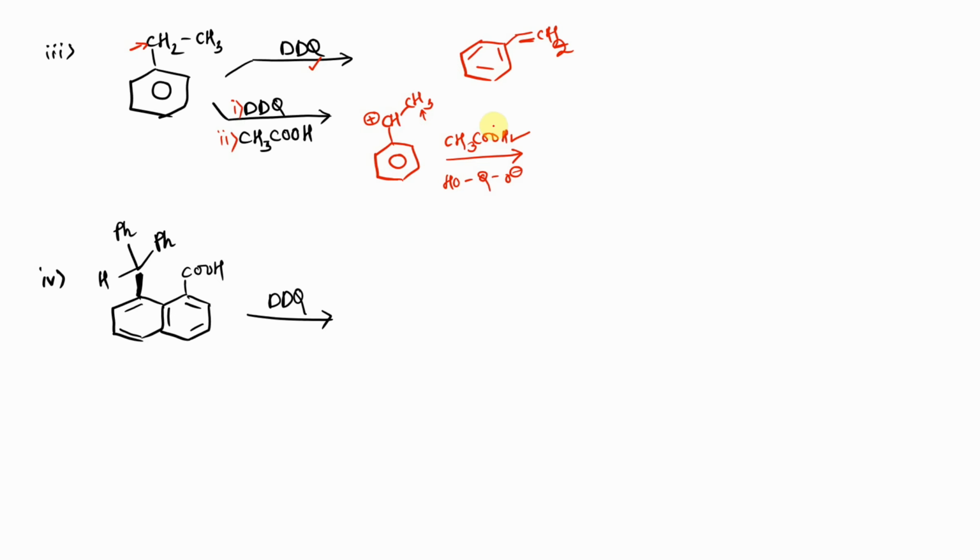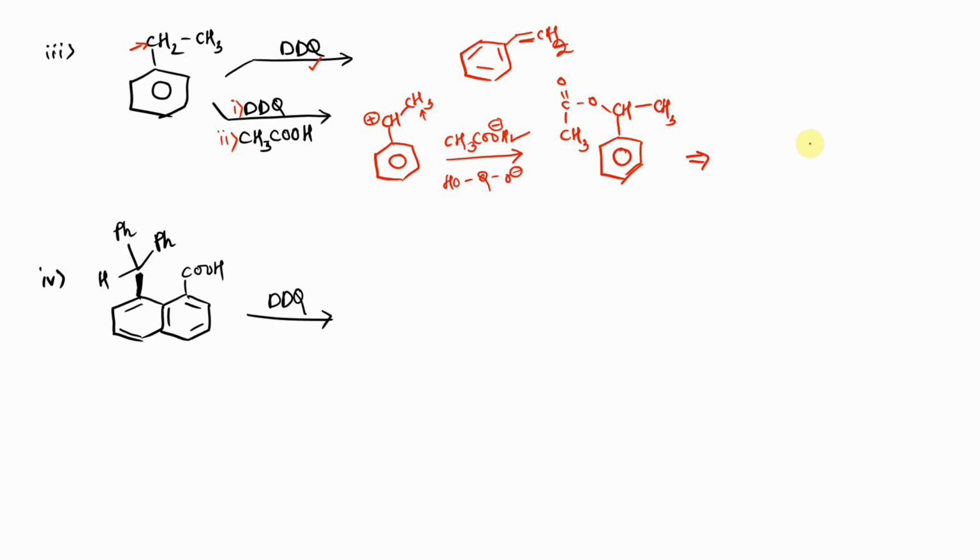As a result, the acetate ion formed during the removal of the proton attacks the carbocation, leading to the formation of an intermediate of this shape. That is, carbon having a hydrogen, CH3 on one side, and we have O, C double bond O, CH3. This is the product. So this is the compound which we get after the reaction if we use DDQ and CH3COOH.